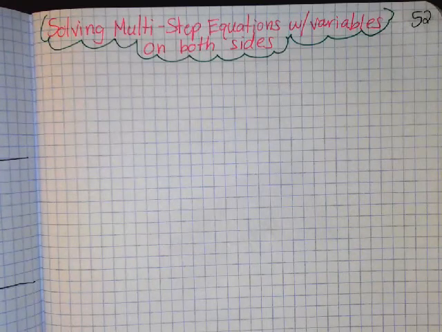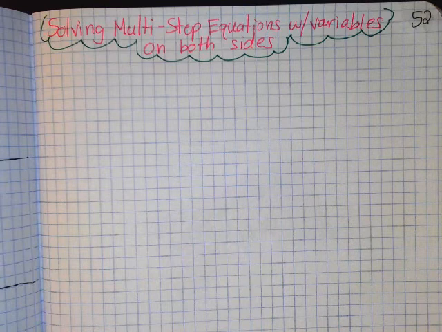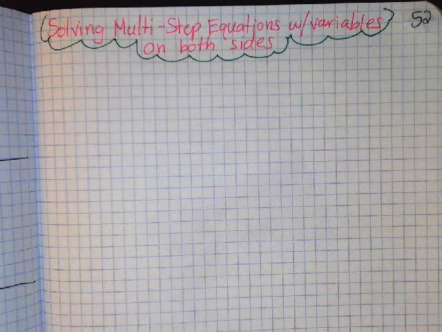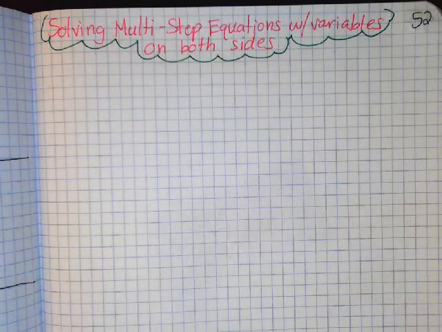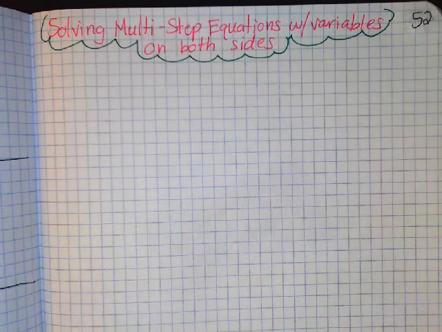Yesterday we started learning multi-step equations with distributing, combining like terms, negatives. Today we are going to add one more step and we're going to have variables on both sides. I'm on page 51 and 52. Title your page, update your table of contents, pause if you need to.